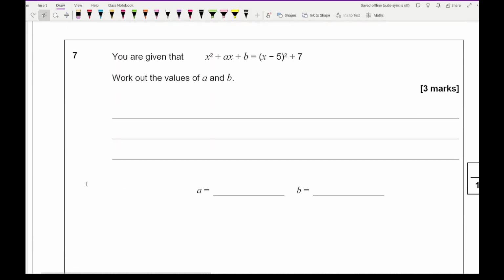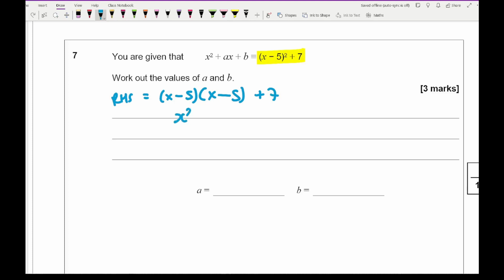Now moving on to question 7, it says you are given that x squared plus ax plus b is algebraically identical to x minus 5 all squared plus 7. Work out the values of a and b. So what we need to do here is basically expand this right hand side. So if I just write the right hand side, that's going to equal x minus 5, x minus 5. Remember, it's double brackets, plus 7.